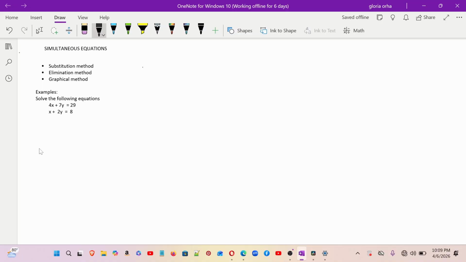We have three methods of solving simultaneous equations: the substitution method, the elimination method, and the graphical method. We are going to look at these three methods using this particular question. So let's start with the first one, the substitution method.